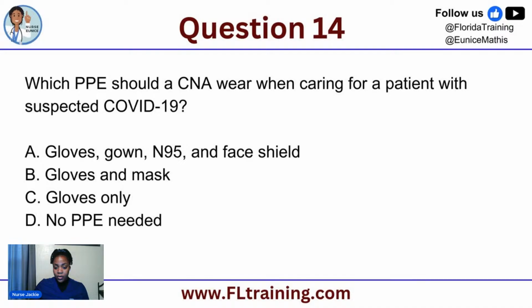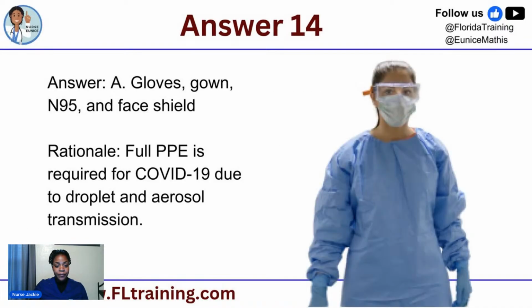All right, here we go in 3, 2, and 1. Correct answer is A, gloves, gown, N95, and a face shield. So the rationale: full PPE is required for COVID-19 due to droplet and aerosol transmission.